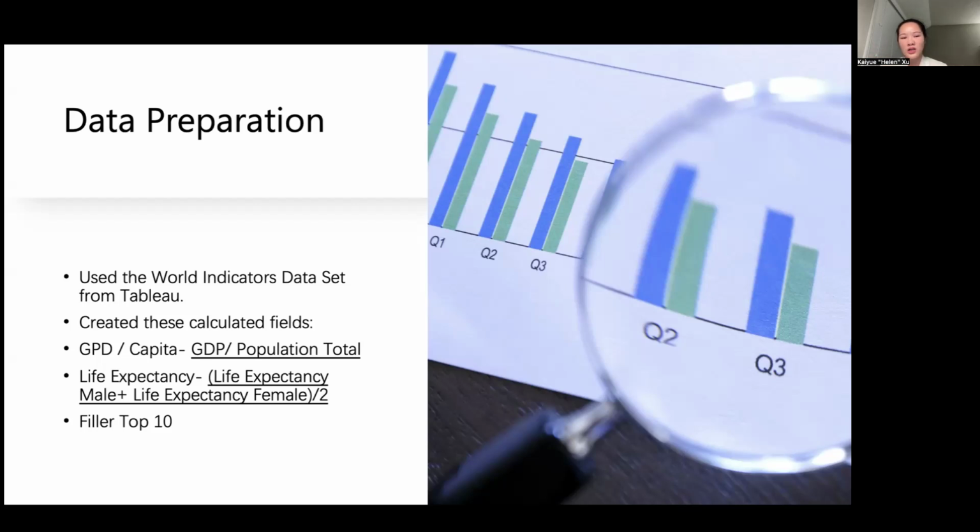The third one is the top 10 filter, because I have one view which talks about countries. There are a lot of countries, so I just filter the top 10.